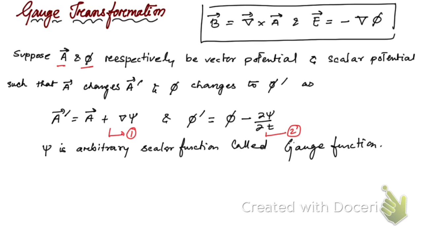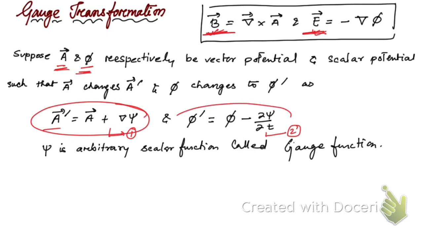Now you see, if any physical quantity, for example magnetic field and electric field, can be expressed in terms of this vector and scalar potential respectively, and remains unaffected when A and phi transform to A dash and phi dash, then these two transformations are said to be Gauss transformation, right?